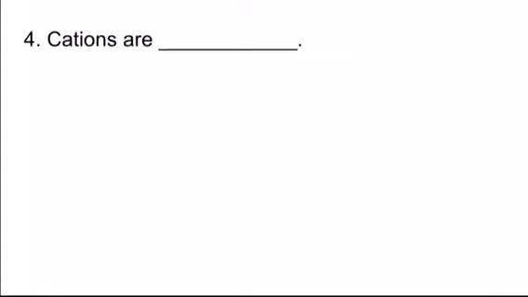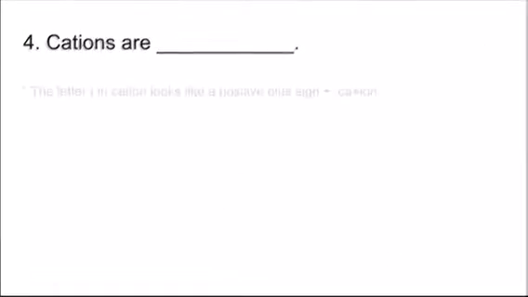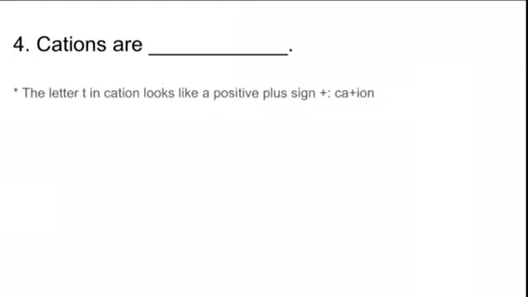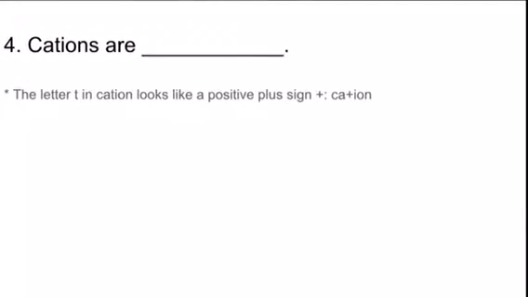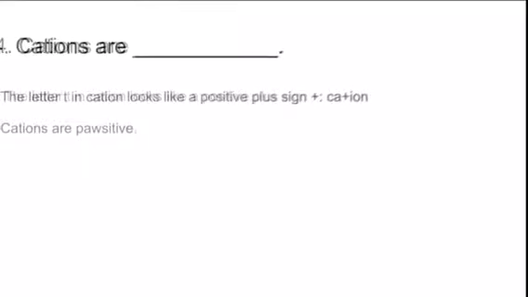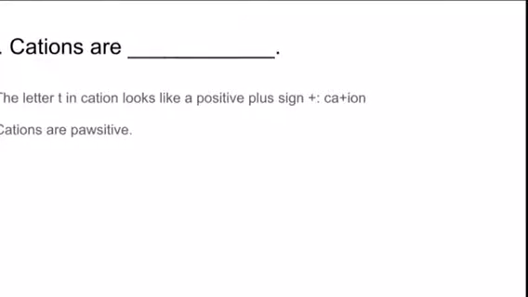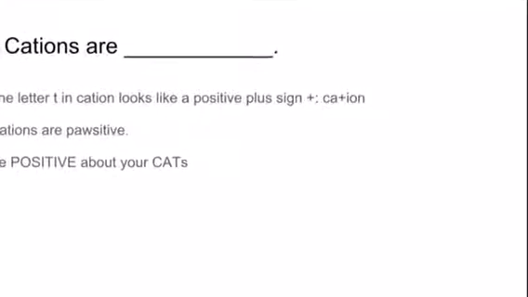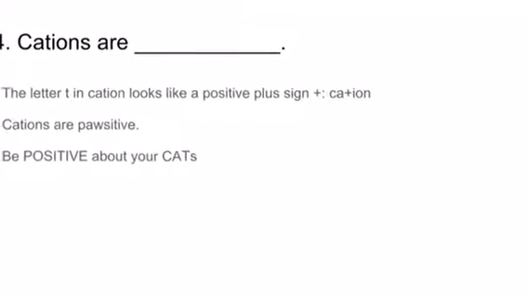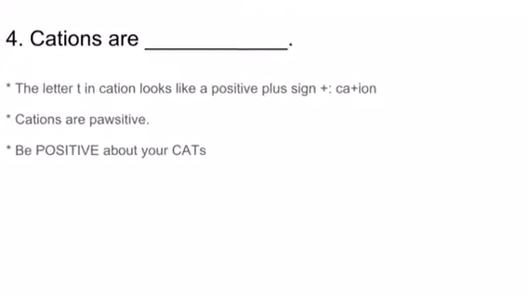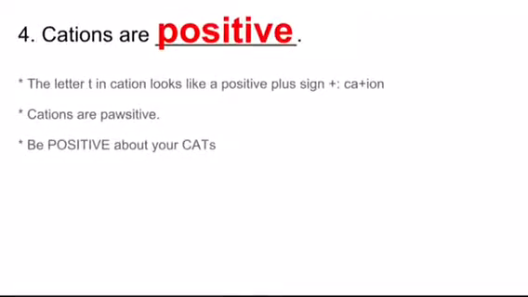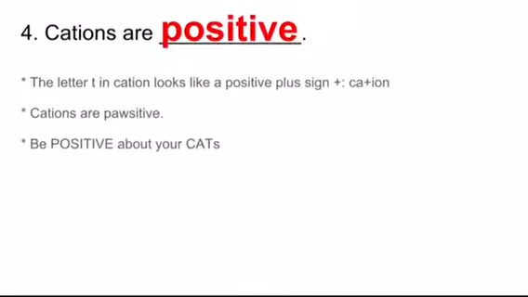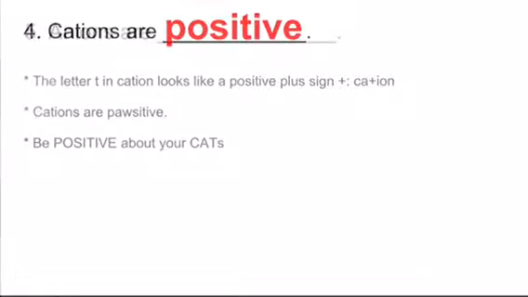Question 4 is simply asking what cations are. Here's some tricks to try to help you remember. The letter T in the cation looks like the positive plus sign, so cations are positive. And we can play that word 'pa', like in a cat, and the idea of always be positive to your cat. So cations are positive ions because they've lost negatively charged electrons.